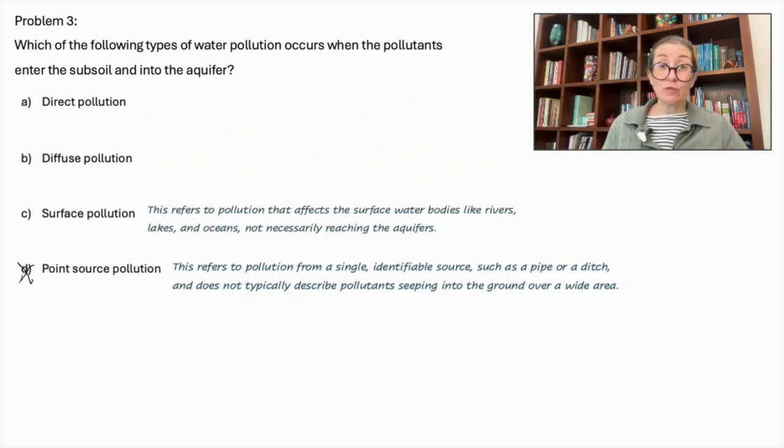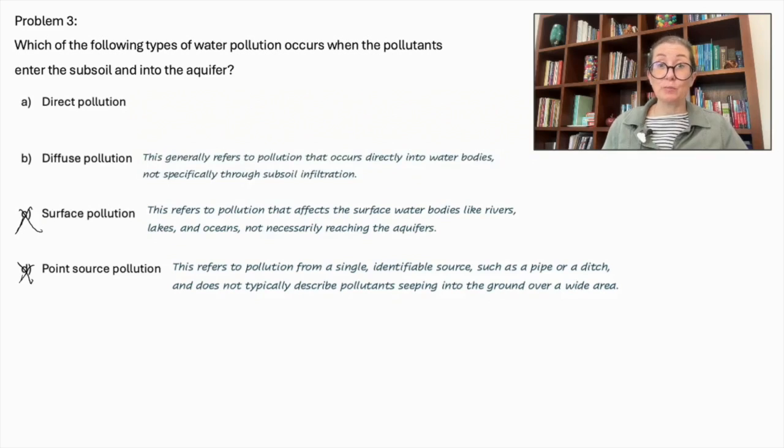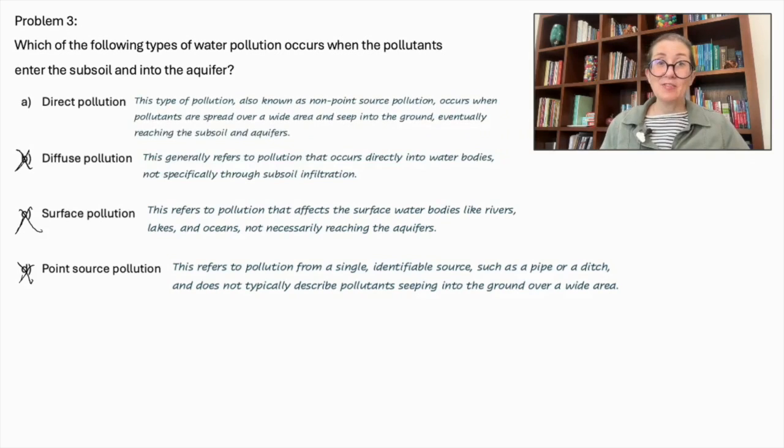Surface pollution. This refers to pollution that affects the surface water bodies like rivers, lakes, and oceans, not necessarily reaching the aquifers. So this is incorrect as well. Diffuse pollution. This generally refers to pollution that occurs directly into water bodies, not specifically through subsoil infiltration. So we can cross that out as well. Direct pollution. This type of pollution, also known as non-point source pollution, occurs when pollutants are spread over a wide area and seep into the ground, eventually reaching the subsoil and aquifers. So this is the correct answer.